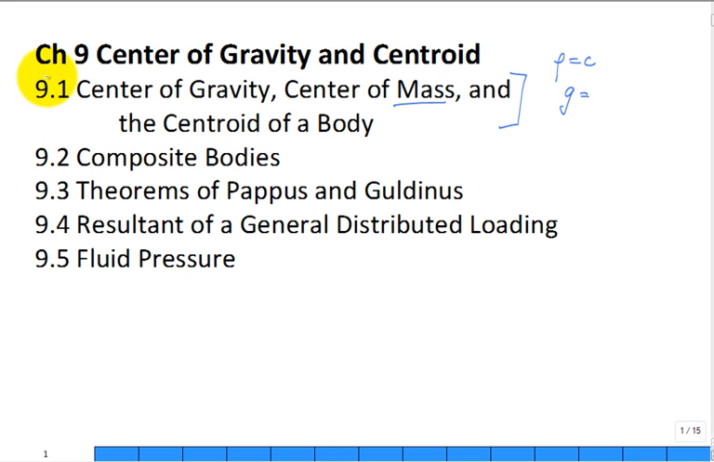So the first part, 9.1, is a great review of your favorite math class, calculus. And then we move into composite bodies, and there, instead of being a continuous system where we're using calculus and integration, we basically use summation. It's just very straightforward. And then hopefully today we'll be able to get through section 9.3.